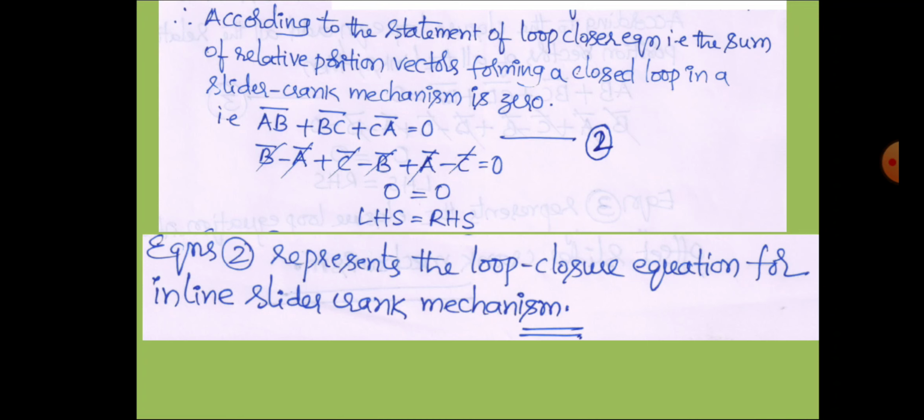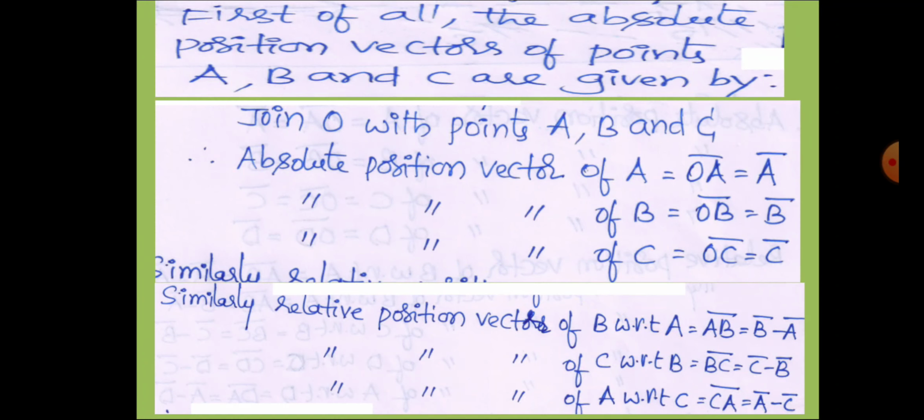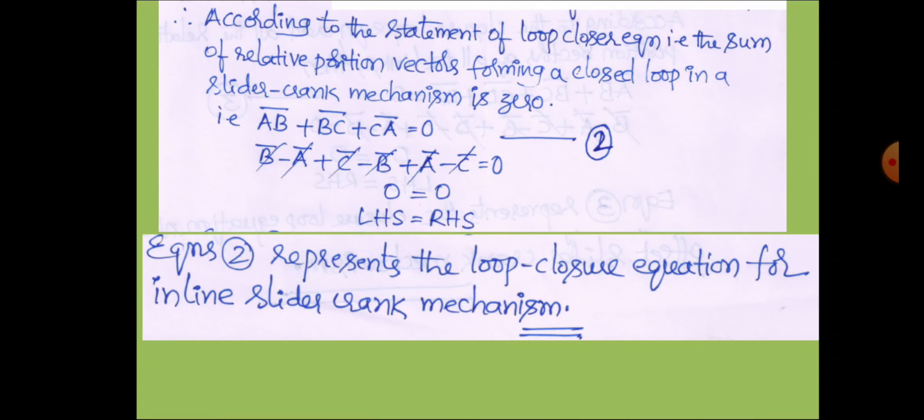So here all are A to B, B to C, C to A in sequence, and the direction is also in the same order, clockwise like this. So hence AB bar plus BC bar plus CA bar, all three position vectors are positive, that is equal to 0. Now AB bar from the previous slide you can write as B bar minus A bar, BC bar can be written as C bar minus B bar, plus CA bar is equal to A bar minus C bar, that is equal to 0.